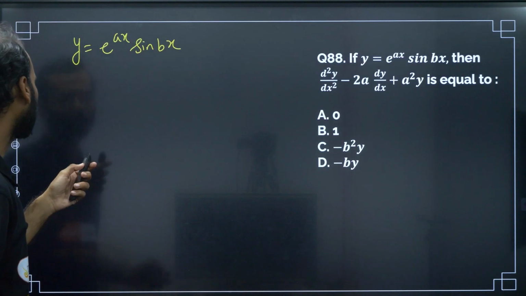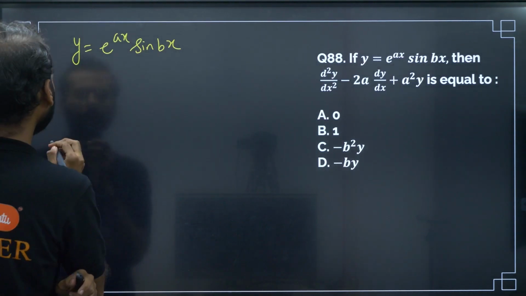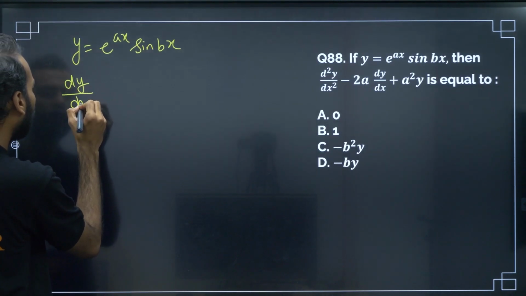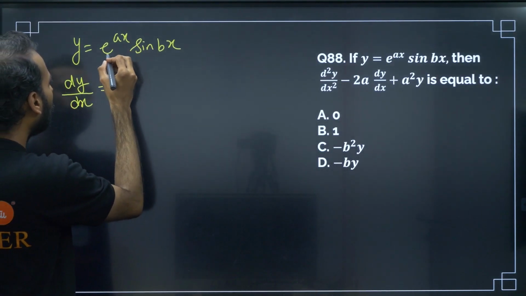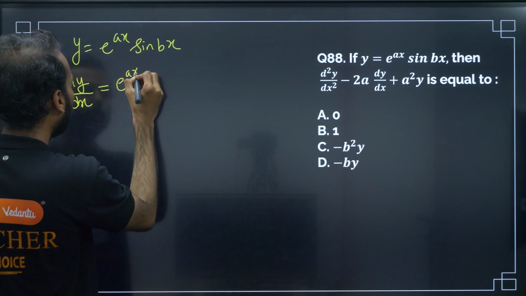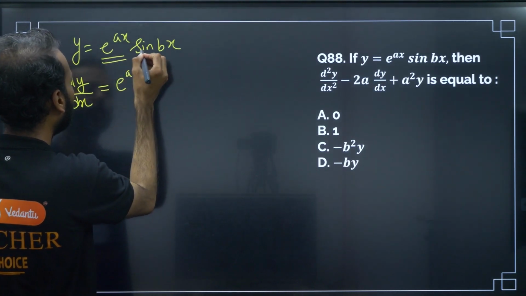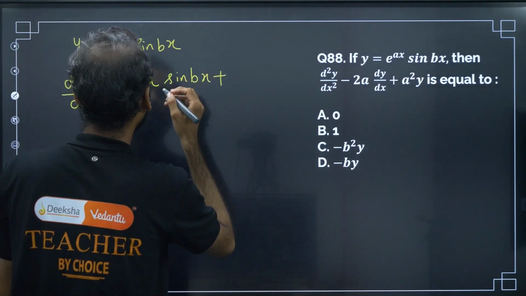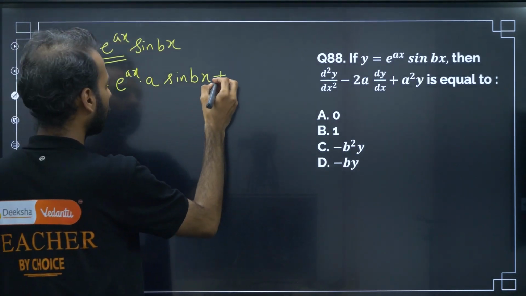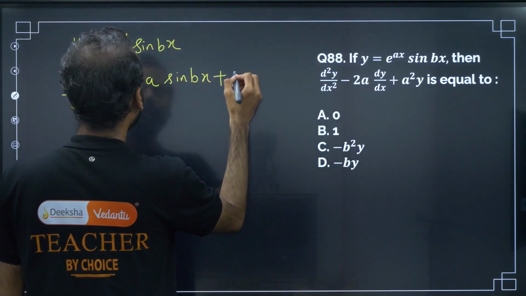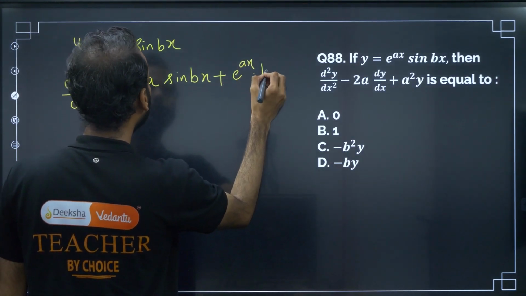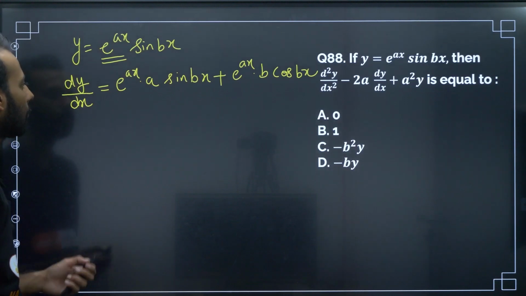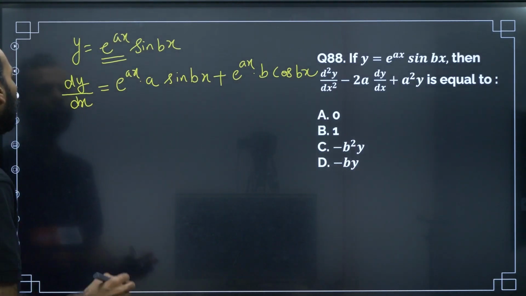So we have to find this. For this, I will go for dy by dx. So dy by dx is equal to, I am differentiating the first function, keeping the second function as it is. Next time I will differentiate this, and I will keep this as it is, b cos bx. So dy by dx is this.